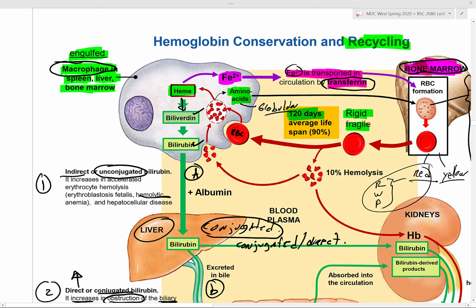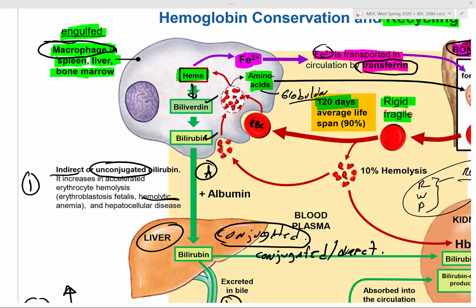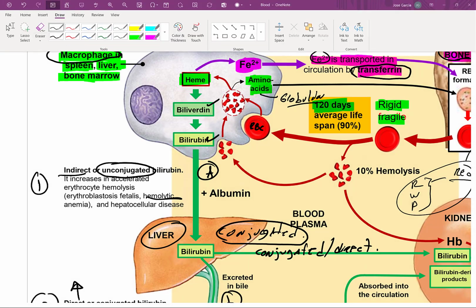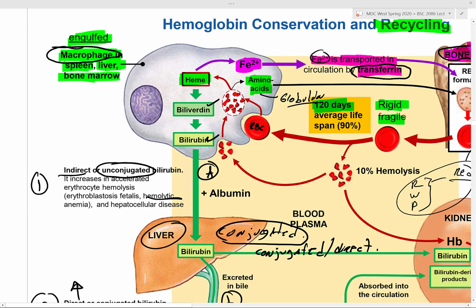Now, like everything, when you recycle, there's always a byproduct, something that you cannot use. So as a byproduct, when we're getting rid of the iron in the case of the heme, what is happening? The heme gets oxidized and becomes biliverdin. Biliverdin gets oxidized and becomes what? Bilirubin. Okay? What is biliverdin?